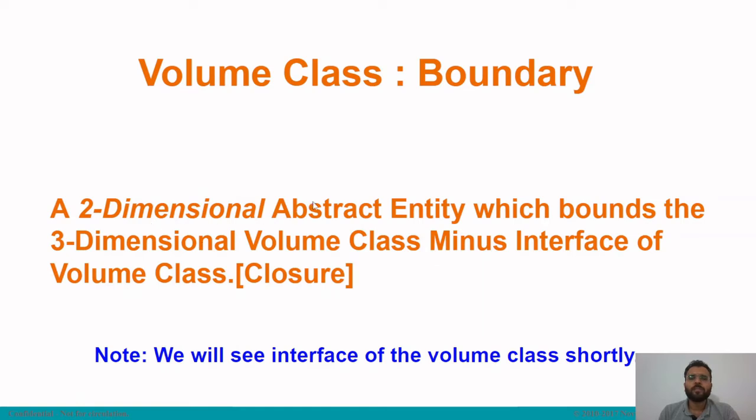The next abstract class entity is boundary or closure. It is a two-dimensional abstract entity which bounds the three-dimensional volume class minus interface of volume class. So it is a closure. So please note that we will see interface of volume class shortly.